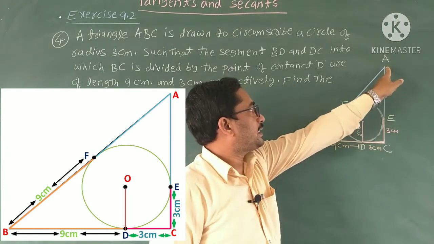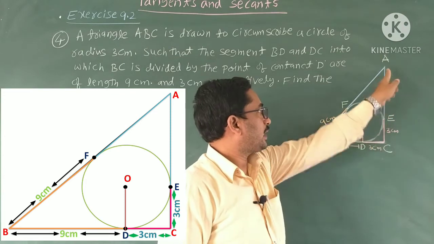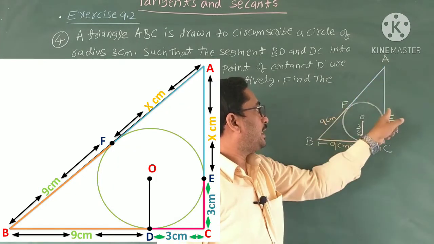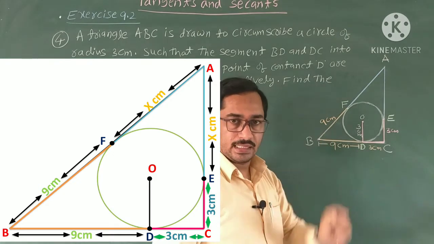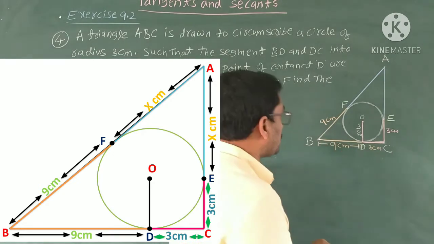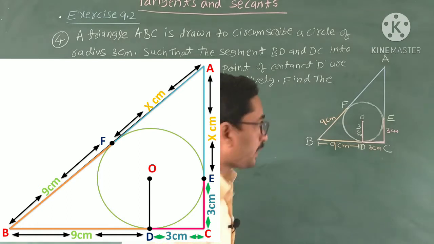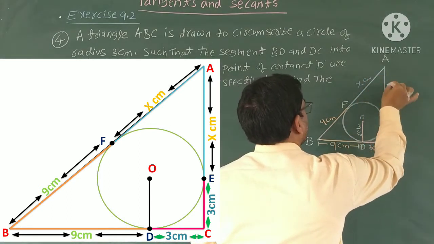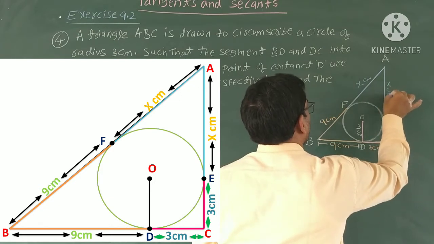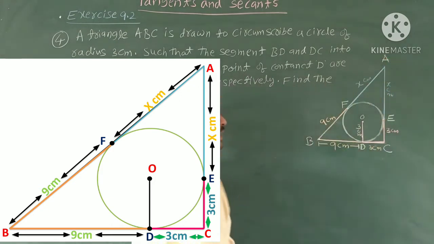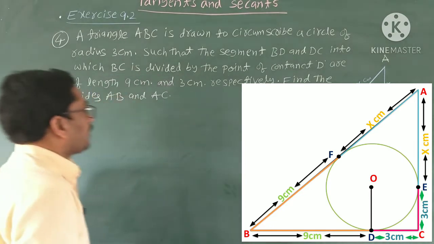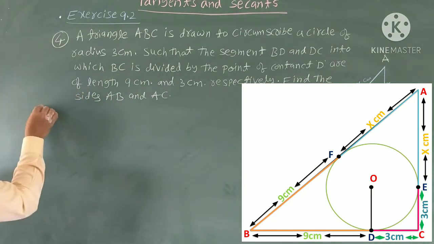Next, A is an external point to this circle, so we can draw two tangents of equal length. AF and AE are two equal tangents to the circle. Suppose the length of the tangents is x centimeters and x centimeters. We don't know the value, so consider the value as x centimeters. So write the given data one by one. See the solution.